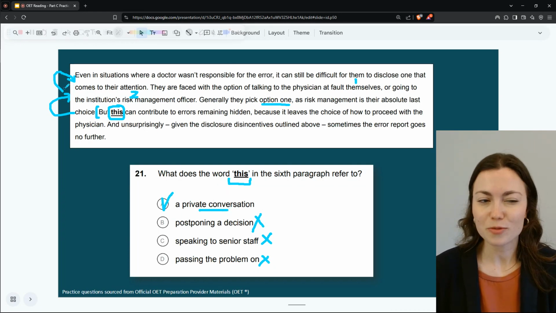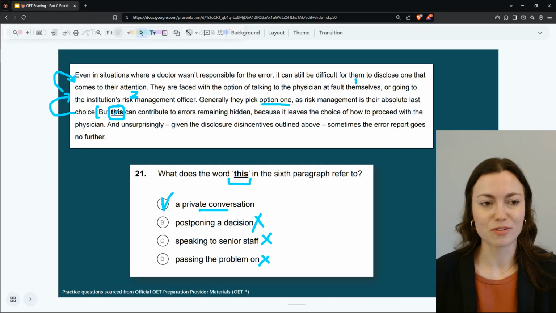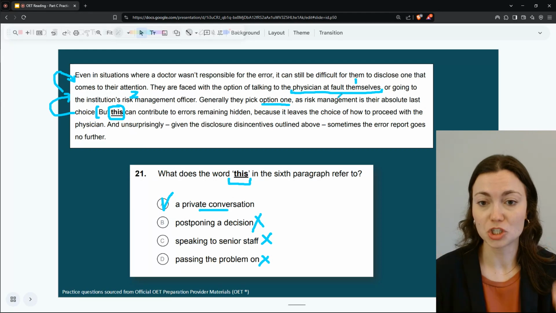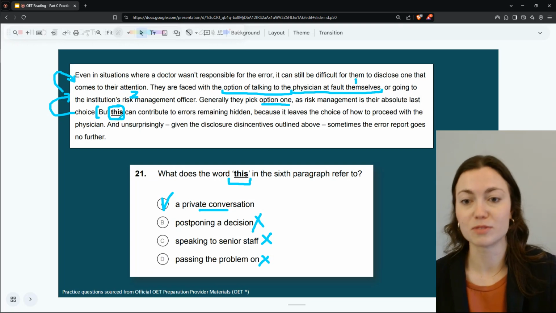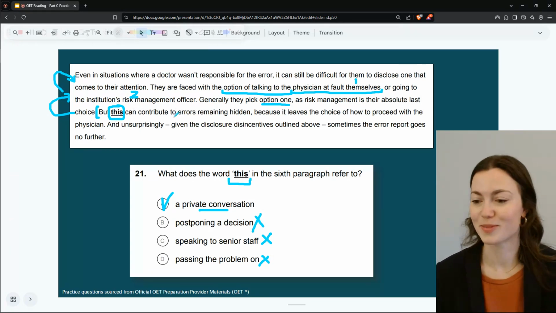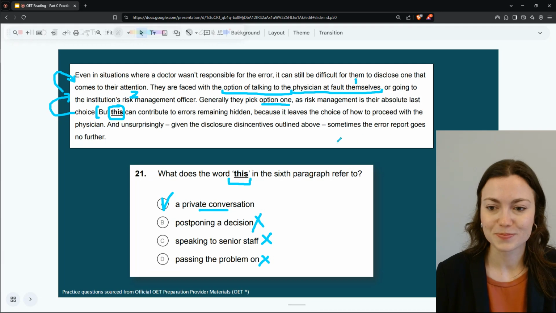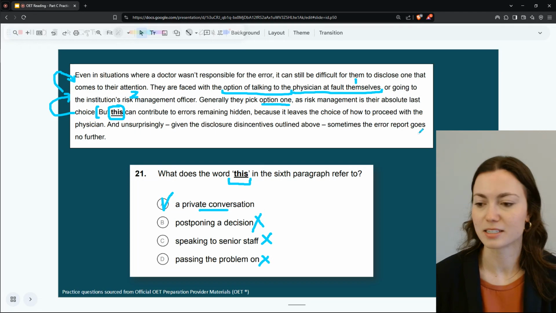So hopefully you follow that. This is often the way with the word this. We can follow all the way back to an actual noun. So the physician at fault themselves, or noun phrase, we should be able to put that in. So this option of, if we look at the full thing, this option of talking to the physician at fault themselves can contribute to errors remaining hidden. We should see that that whole thing can substitute for that. Good. And then unsurprisingly, given the disclosure disincentives outlined above, sometimes the error report goes no further. So we see that that nicely concludes it.